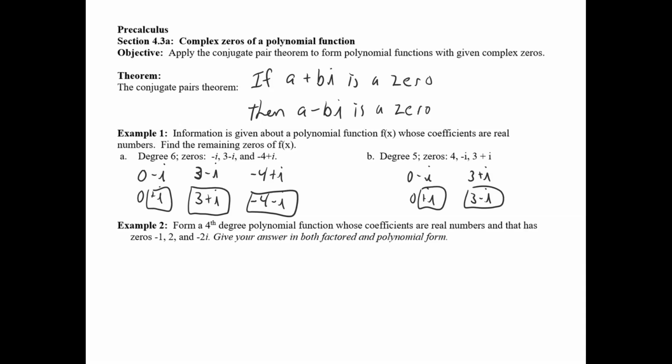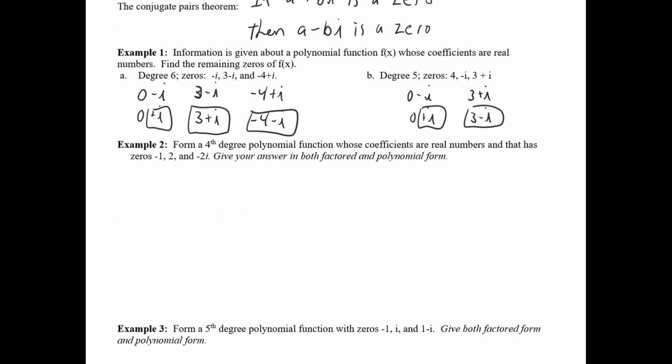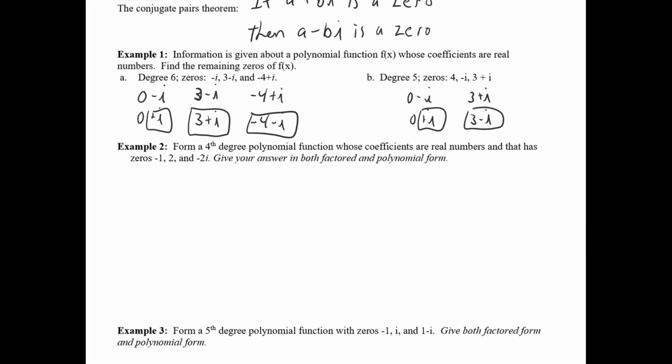All right, now how is this helpful? What we're going to see now is how we can use this to actually form the polynomial. So now that we know what the zeros are, even though they're non-real, we can still form a polynomial function, and the coefficients will still be real numbers. All right, so let's take a look.